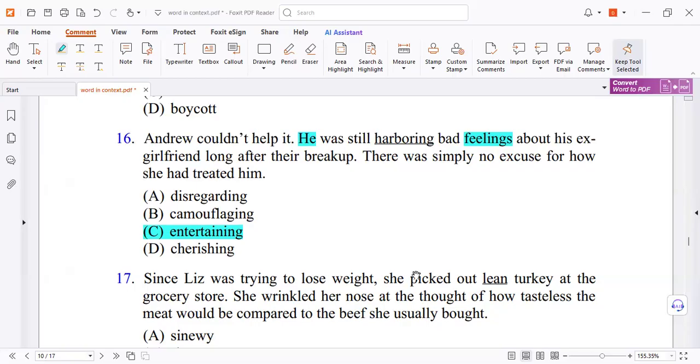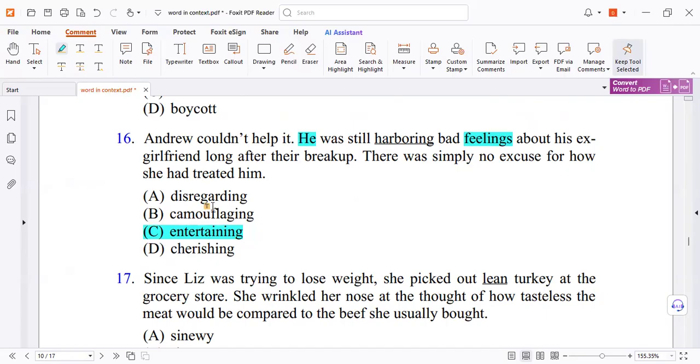So entertaining here means to think of something deeply. It's not about entertain to have fun. Entertain, an unfamiliar meaning, just like to think of something often or deeply. That's why. About his ex-girlfriend. So he thinks a lot after the breakup. So there was simply no excuse for how she had treated him. So he's feeling regret, but still thinking about it.